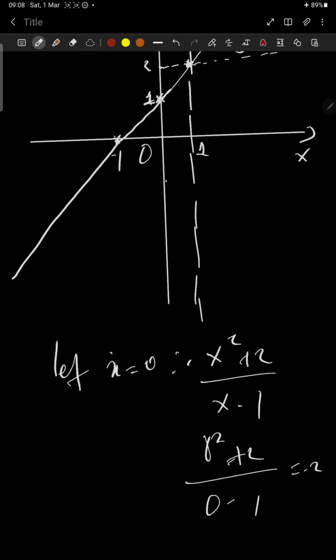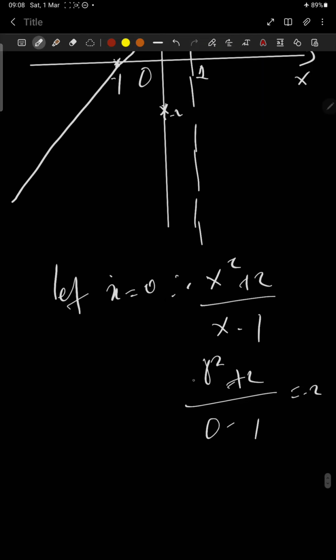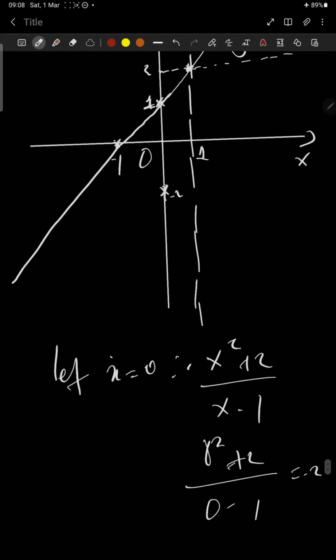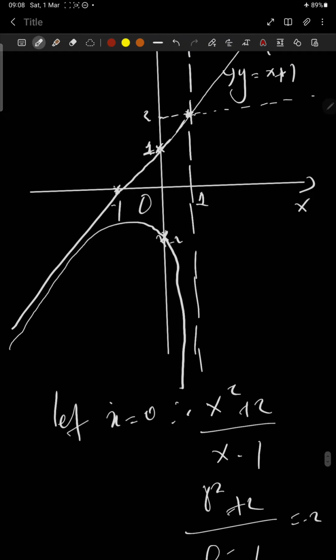So 0, negative 2 is found here. When x is 0, y is negative 2. Since it's a point inside this triangle here, I'll just follow the oblique and follow the vertical. That's a point before. In other words, all the points before x equals 1, all the points in here, will just be in this same region.